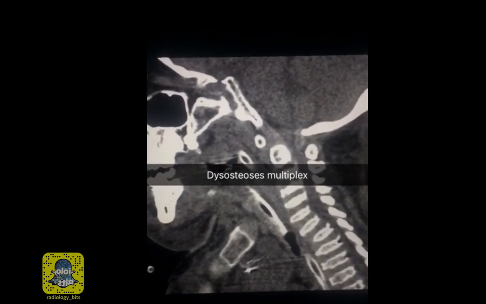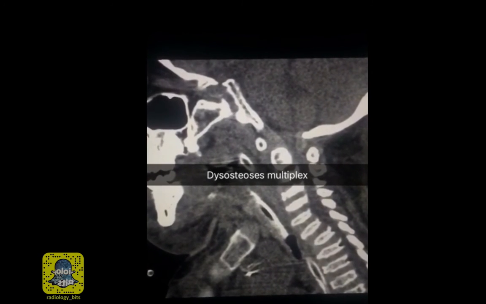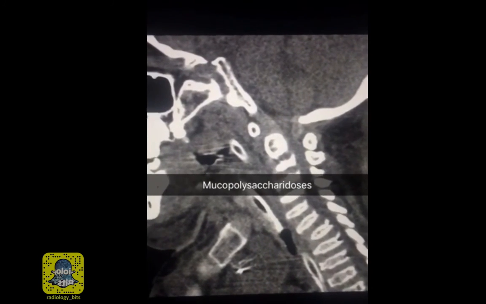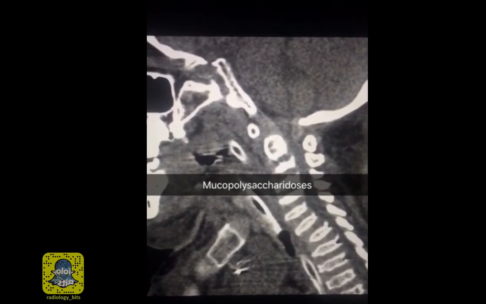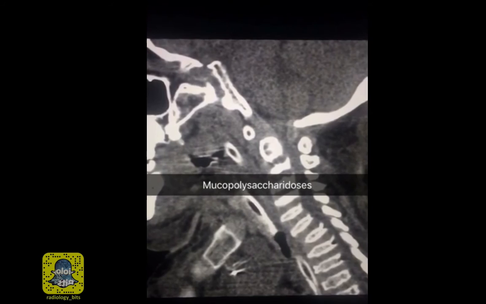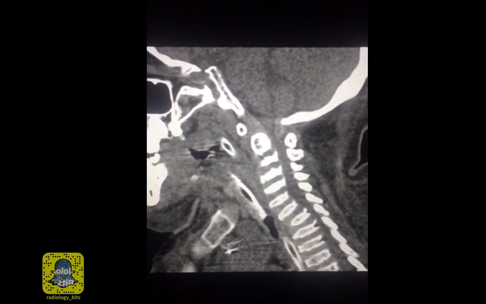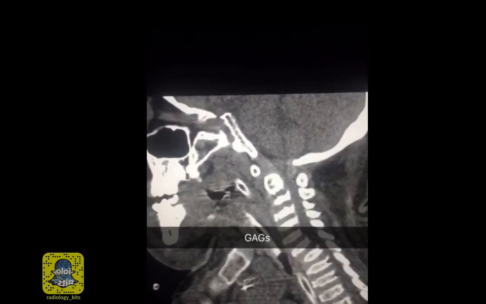All of the described osseous findings are collectively called dysosteosis multiplex. And this is a fancy name that's used to describe these osseous changes in the disease known as mucopolysaccharidosis. Mucopolysaccharidosis is a lysosomal storage disease. It's an inherited condition, usually autosomal recessive.